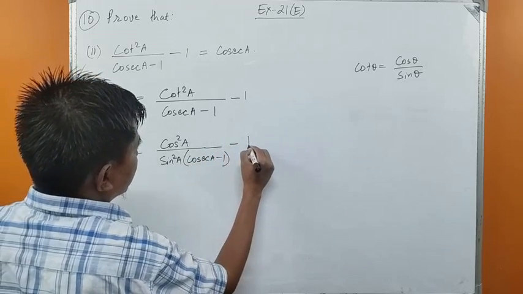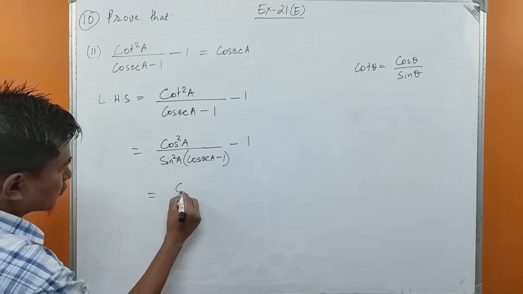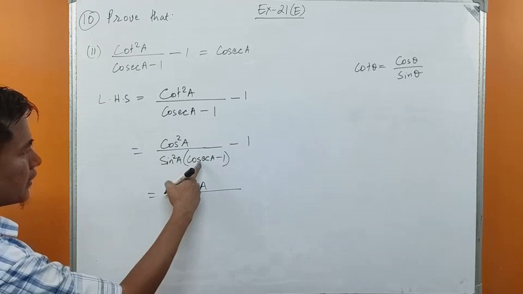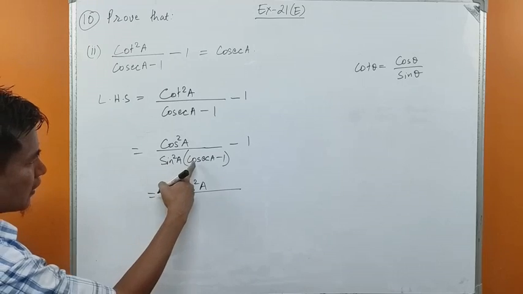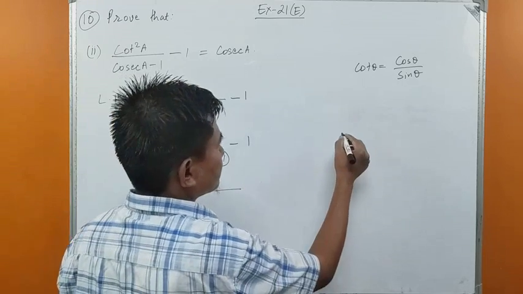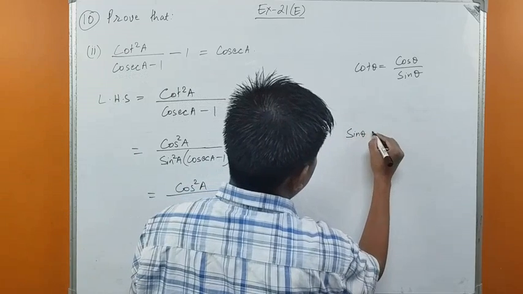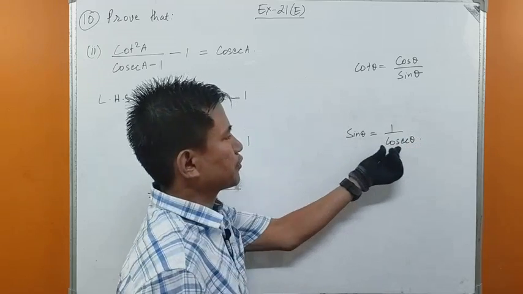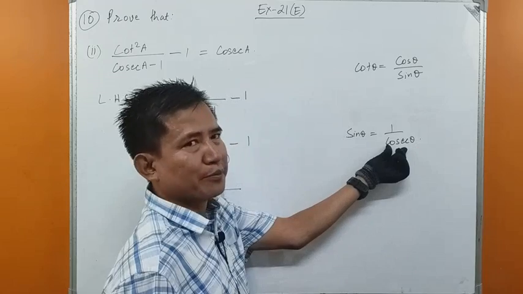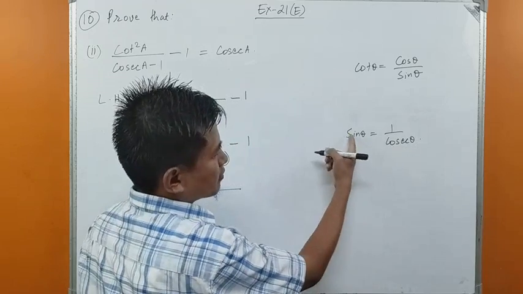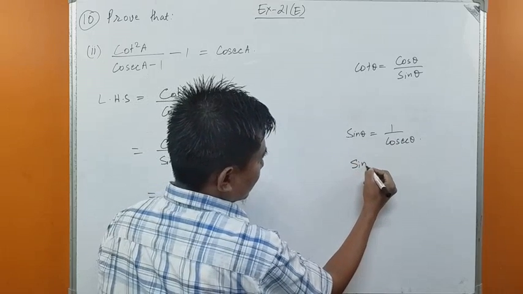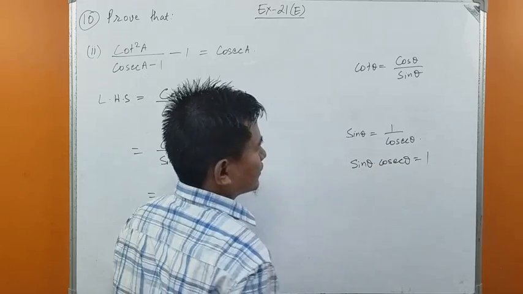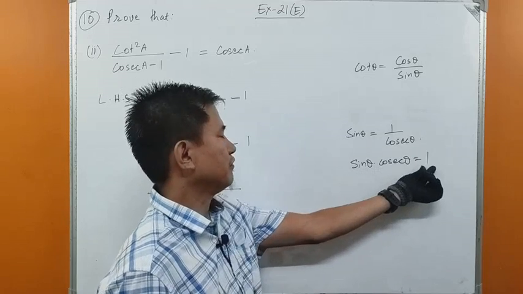this minus 1 comes here. So let me copy this cos square A as it is, cos square A. Now let us multiply this sin square A into cosec A. Sin theta equals 1 upon cosec theta, isn't it? Sin theta is the reciprocal of cosec theta. Sin theta can be written as 1 upon cosec theta. We all know this. So let's cross multiply this. Sin theta into cosec theta equals 1, isn't it? Sin theta into cosec theta means 1.